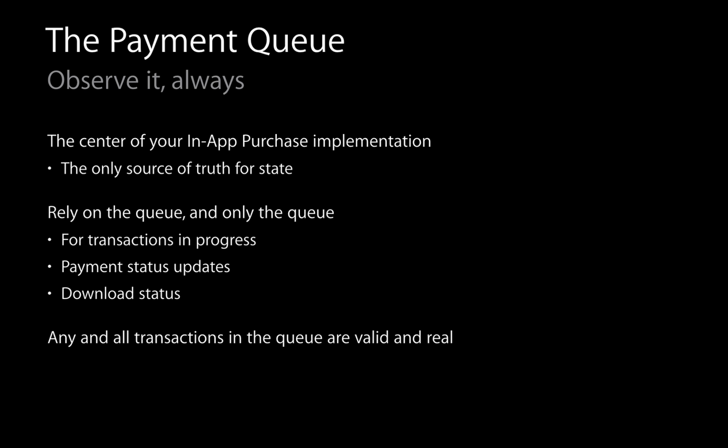But just as you've got to rely on the payment queue for all those updates and all those pieces of information, you also need to be aware that any and all transactions that appear in the queue are real and valid. Just because your app didn't start a payment, or the running instance of your app didn't start a payment, or for whatever reason you don't think this transaction is valid, then you are likely leaving your customers out from a real monetary transaction that has taken place. So make sure you trust the queue completely. Any and all transactions that you see in there, any and all updates you see are real and valid.